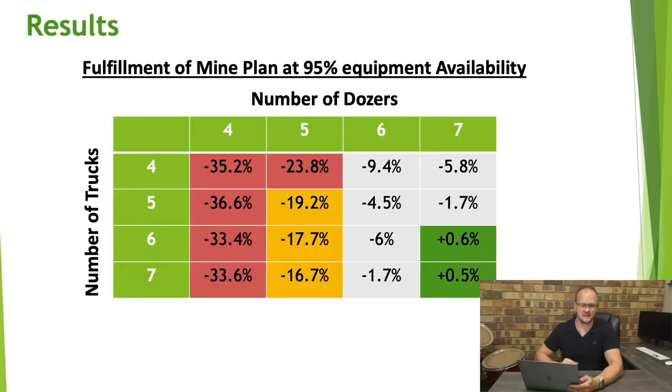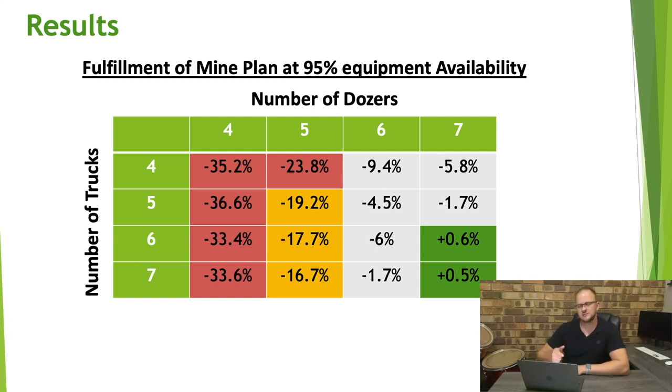So once we've completed the analysis, we put up a little matrix here with the number of dozers and the number of trucks. And you can see if you've got too few dozers and trucks, you are 35% behind your plan. And as you gradually increase your dozers and increase your number of trucks, we get to a point where we've got a plus 6% fulfillment rate of our plan, and this is at a 95% equipment availability.